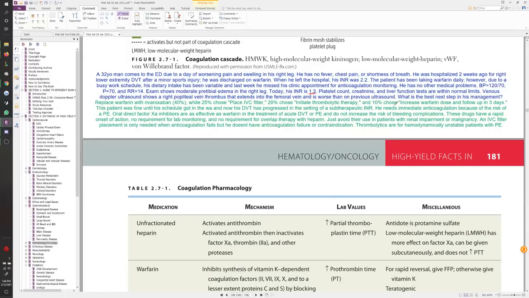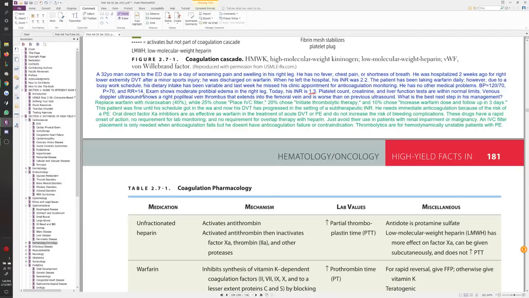Venous Doppler ultrasound. So now the question is teaching you that when someone shows up like this, with pretibial edema in the right leg and worsening pain and swelling in his right leg today, then what do you do? You order a venous Doppler ultrasound. The question is teaching you that. So they ordered it, and what did they see? They see a right popliteal vein thrombus that extends into the femoral vein and is worse than on the previous ultrasound. What is the best next step in his management?